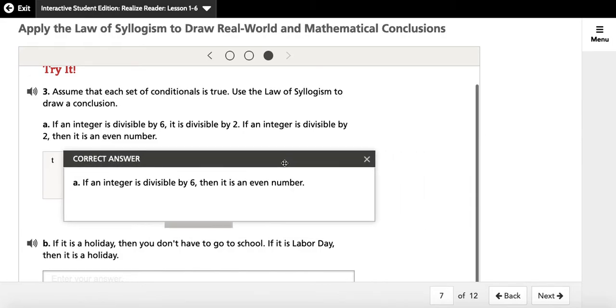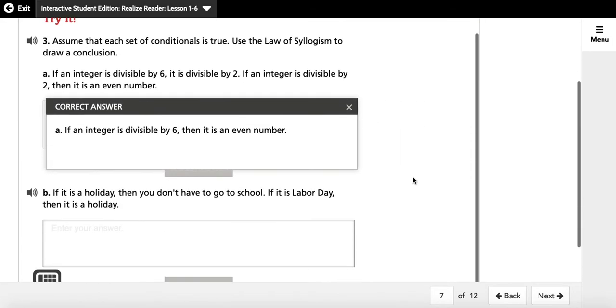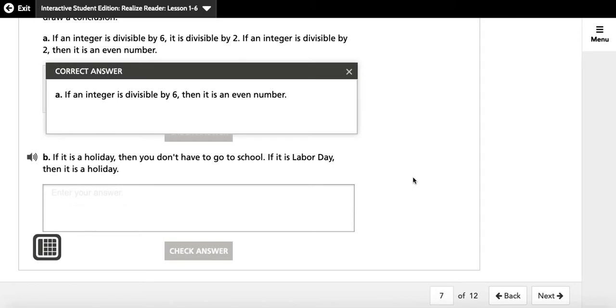And there it is. This law of syllogism seems pretty straightforward as long as you have the pieces, right? Let's see if this one does. If it's a holiday, then you don't have to go to school. If it's Labor Day, then it's a holiday. This is different. Click pause to think about it a little bit more, then push play.